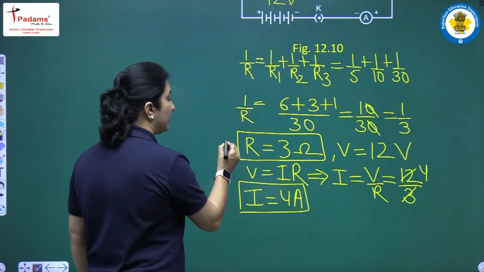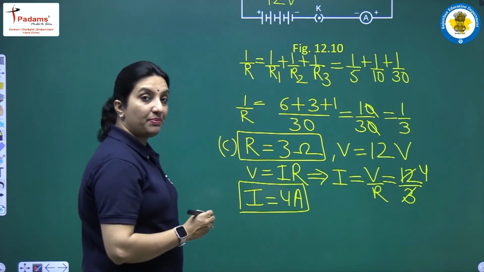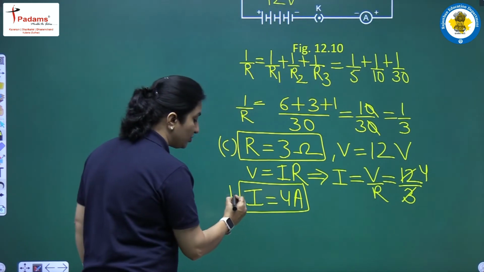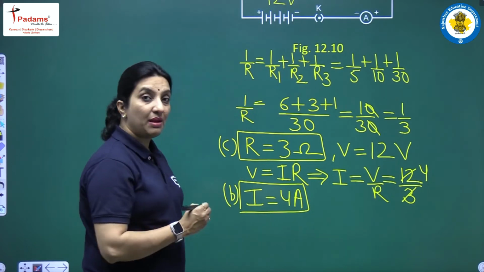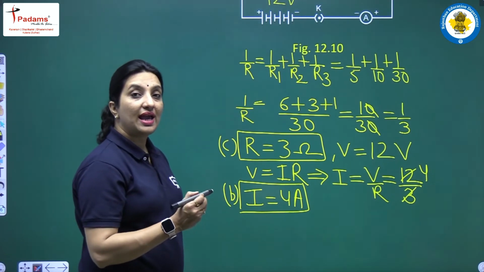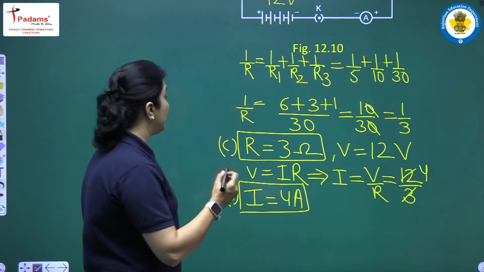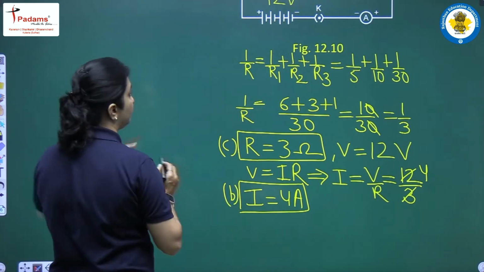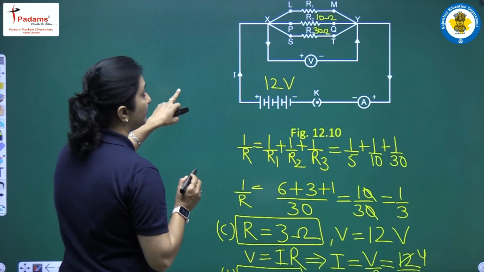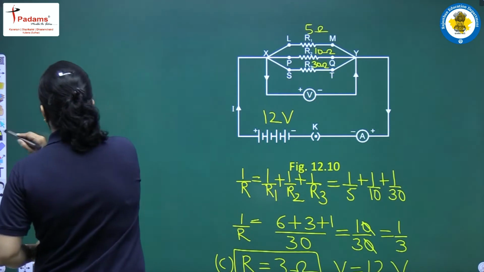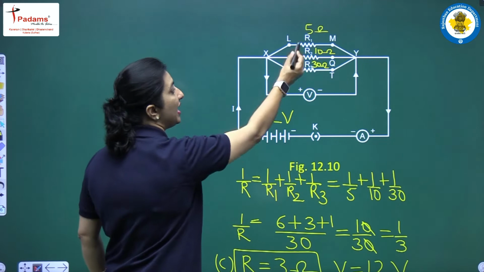Now this is the answer to the C part, this is the answer to the B part, and in the A part we are asked to calculate the current flowing through each resistor. Now students, here we have the three resistors.